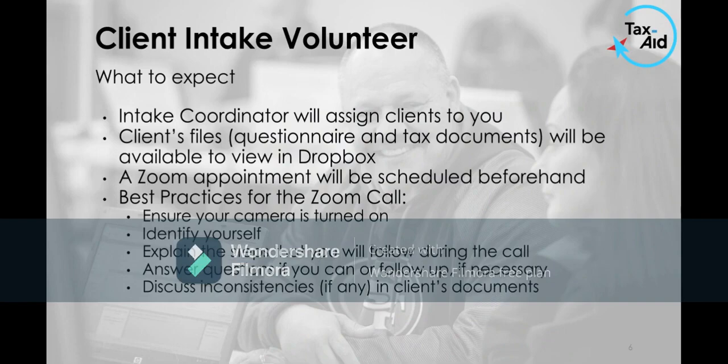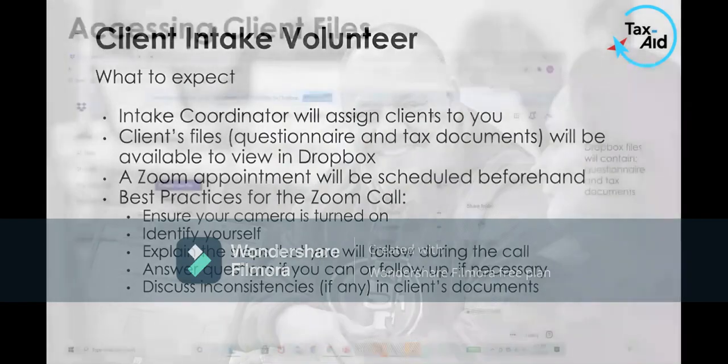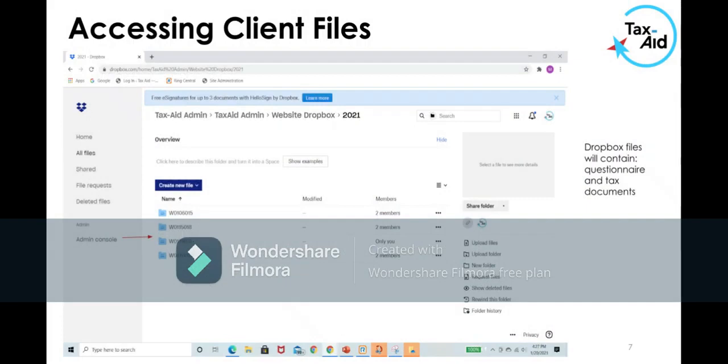You will be given access to the 2021 folder on Dropbox. This contains all client files. The folder is created when the client submits their questionnaire on the TaxAid website, and they are given a link to then access the folder and add their tax documents. Please note that you should view all of the client documentation prior to the Zoom call, but you cannot download any client files or information from Dropbox.